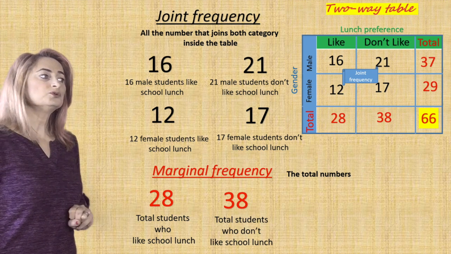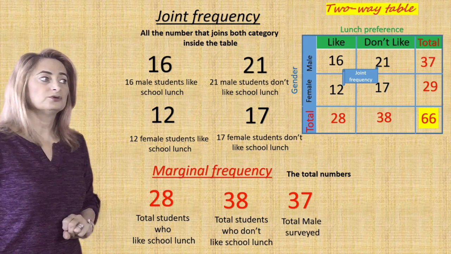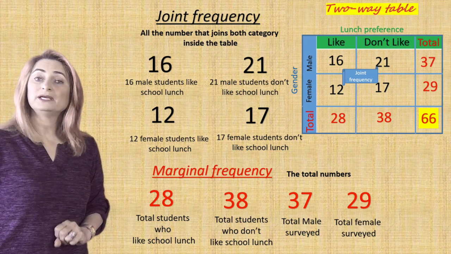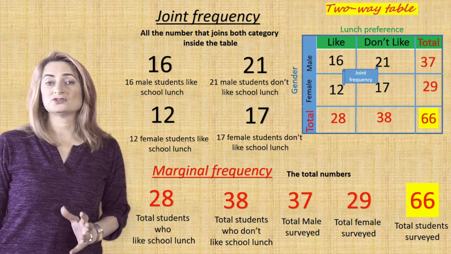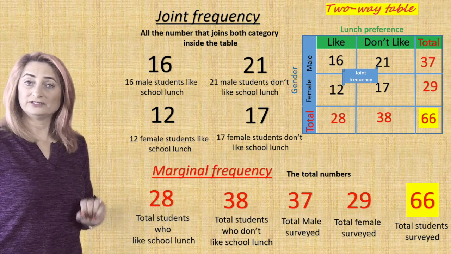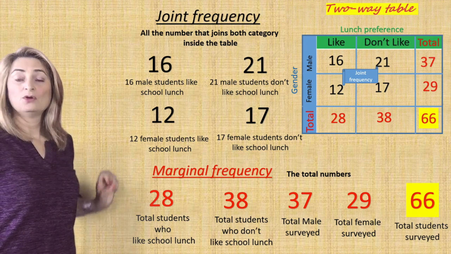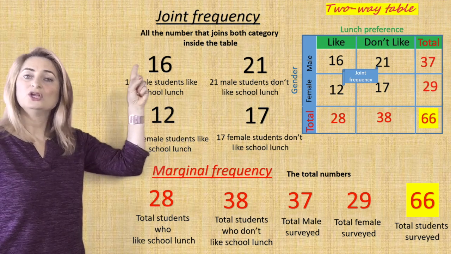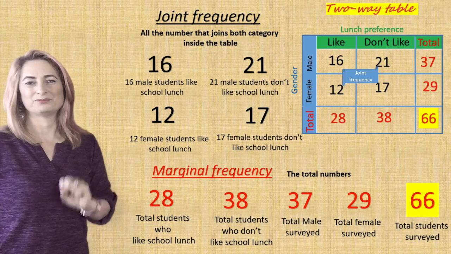38 is the total students who do not like school lunch. 37 is the total male surveyed. 29 is the total female surveyed. And 66 is the total students surveyed. When I interpret or explain the marginal frequency, I only talk about one category at a time. When you're explaining the joint frequency, you are combining both categories to explain each number.